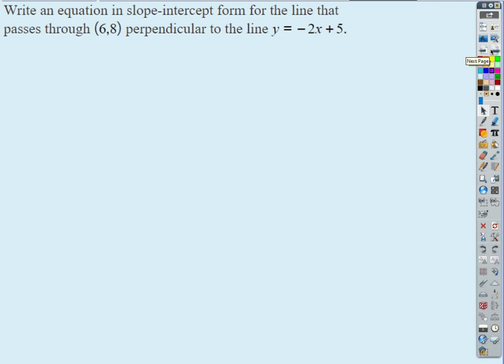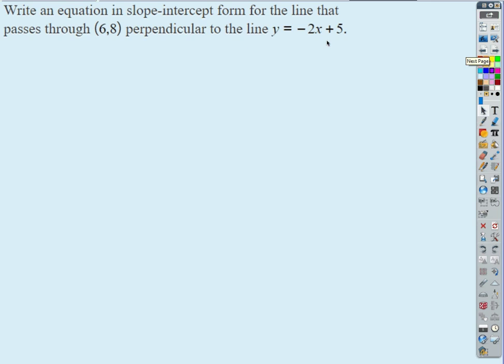Now let's read through this question. It says, write an equation in slope-intercept form for the line that passes through 6, 8. So that's a point on our line, okay? Perpendicular to the line y equals -2x plus 5. Where's the slope? Say it again. Not close. 1/2. Who said 1/2? How'd you get it? Kelly, how'd you get it? There you go. Okay, so here's the key.